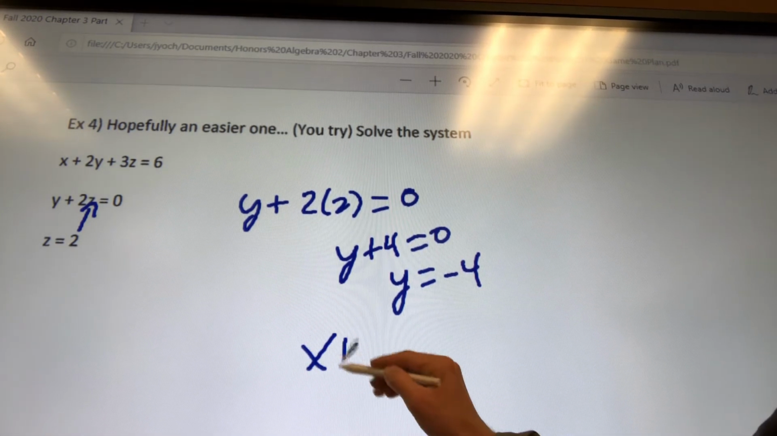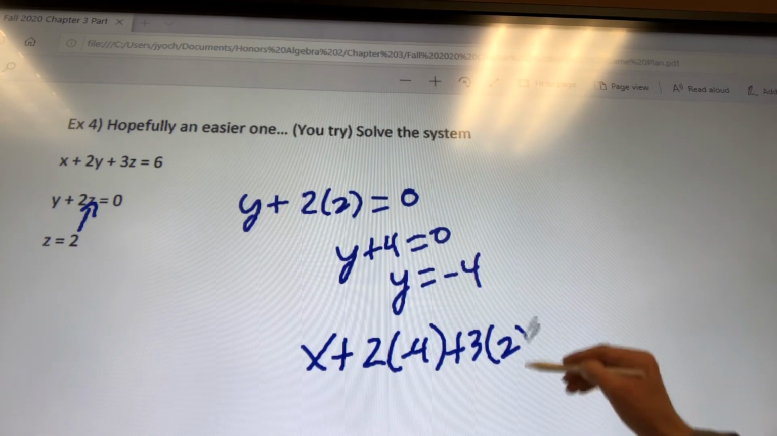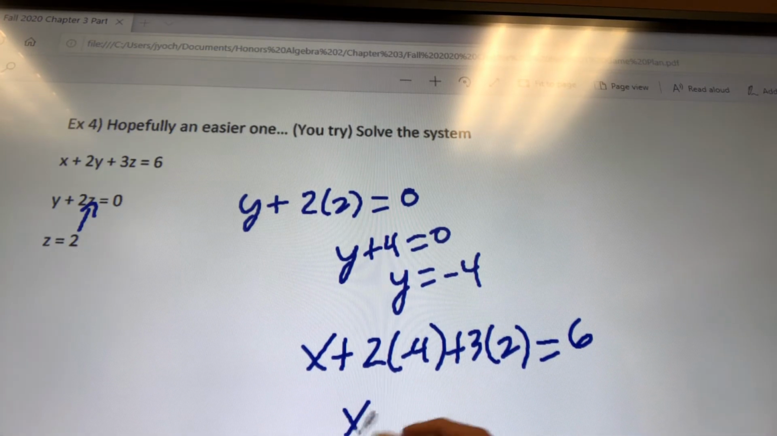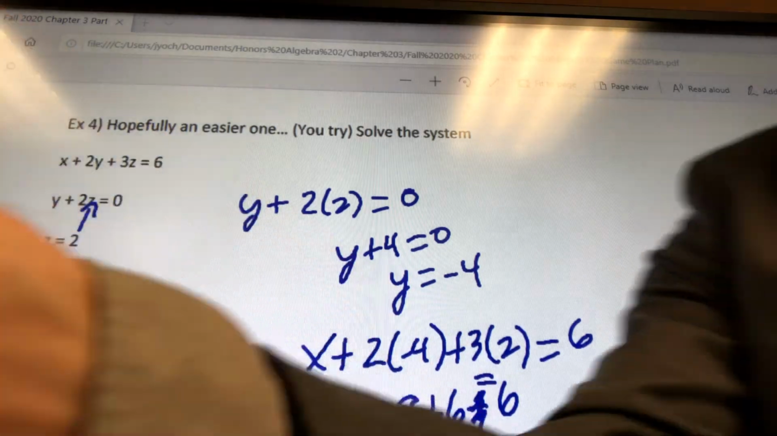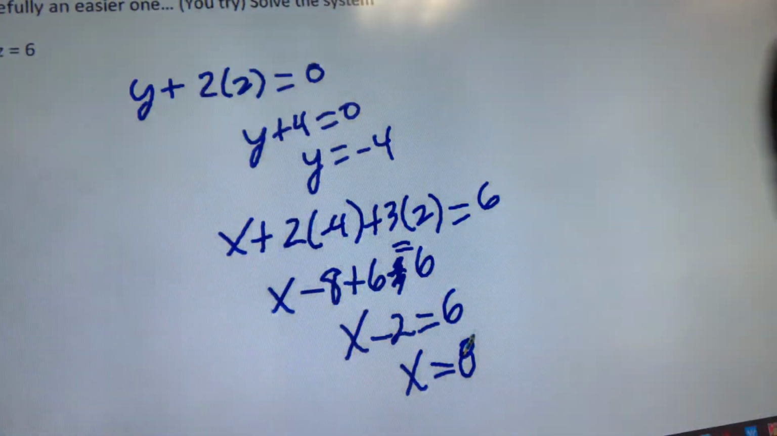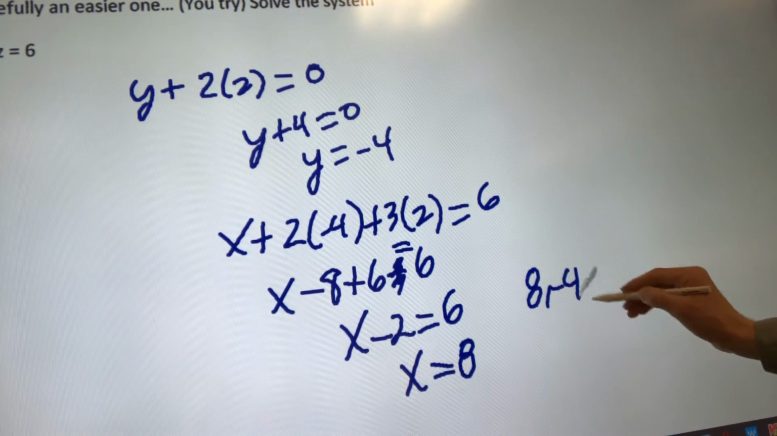Then that first equation, x plus 2y plus 3z is 6. x minus 8 plus 6 is 6. Uh-oh. x minus 2 is 6. x equals 8. Eight, negative 4, 2.